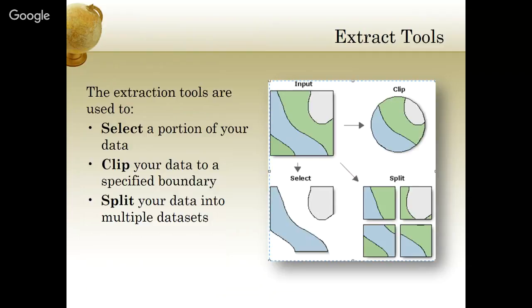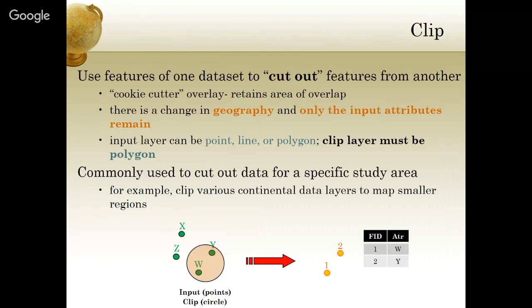So the first example of geoprocessing tools we'll work with are these extraction tools. These are used to select some portion of your data or clip part of your data to a specific boundary or split the data into several component data sets. So the first thing we're going to do is use this clip tool, which is one of our extraction tools. So this is essentially a cookie cutter for your data, where your existing data set is the dough, and you want to clip out some small portion of it.